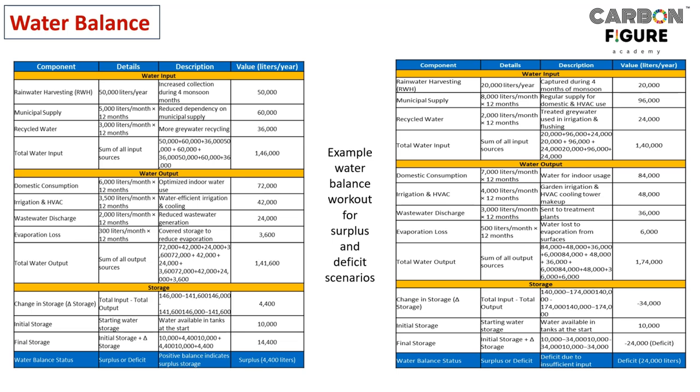So what it leads to ultimately is the change in storage, total input minus total output. You can see total input is 1,40,000, whereas total output is 1,74,000. So this leads the system to a negative value. So what does that negative value indicate? Initial storage you have 10,000 liters, but in final storage you have minus 24,000 liters, which means deficit, right?